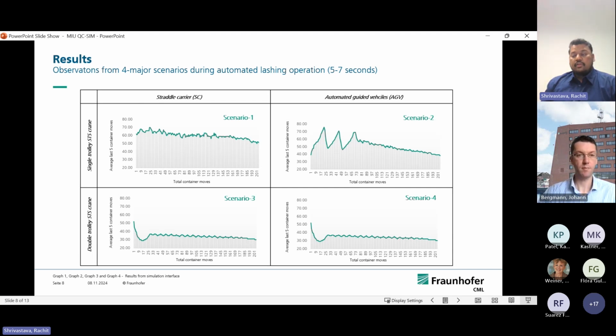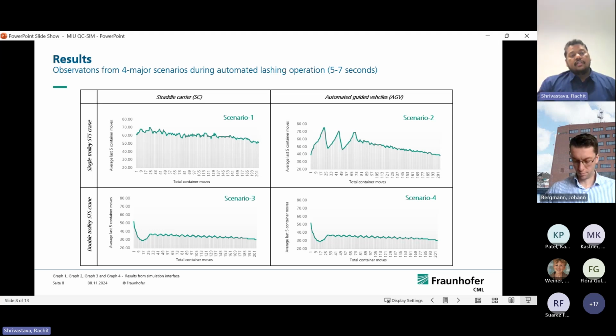Now, based on these initial and experimental conditions, we were able to develop and test 15 to 16 scenarios with the model. But for the sake of simplicity for today's presentation, we considered only 4 major scenarios, and that too with automated lashing operations. So you can see that for the single trolley STS crane with straddle carriers, we see productivity of around 55 to 56 containers per hour. And when we work with AGVs, that is in coupled operations, we were seeing results around 45 to 46 containers. And for double trolley cranes with automated lashing operations, for both straddle carriers and AGVs, we found similar results, around 35 to 37 containers on average.